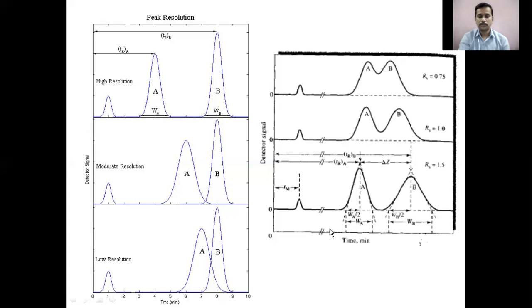So these are about some relationships. In this particular module, we have understood what expressions we will use to calculate the retention factor, selectivity factor, and the resolution. So these values are very important, as we understood.